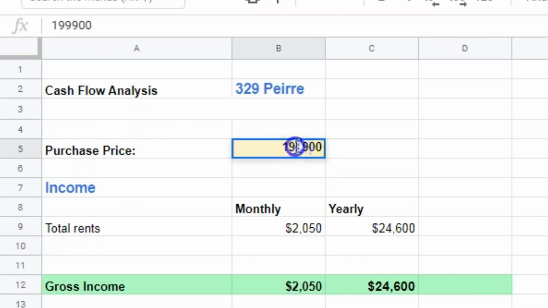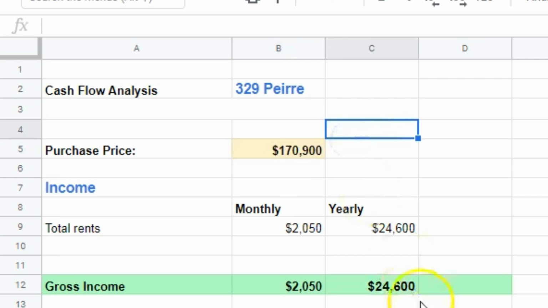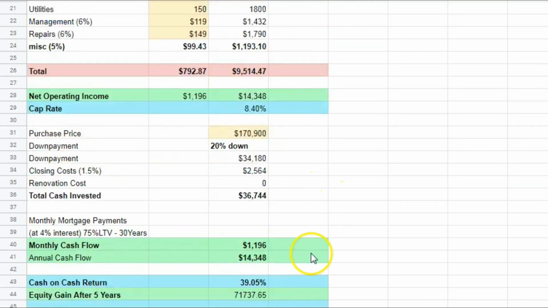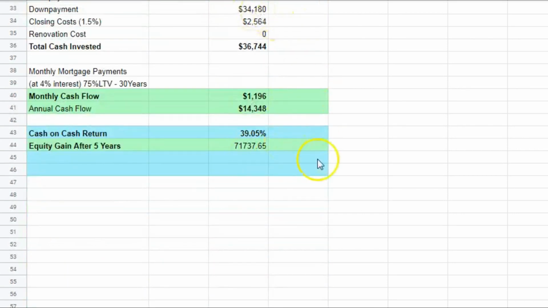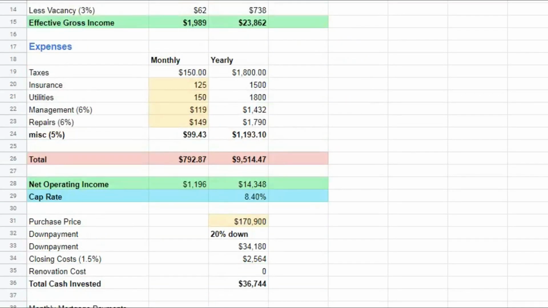Instead of 190, I'll make it 170. So does it make a cash flow? I'll go and check it out. The cap rate has gone up because our price went down. So I'll just play with it to see.